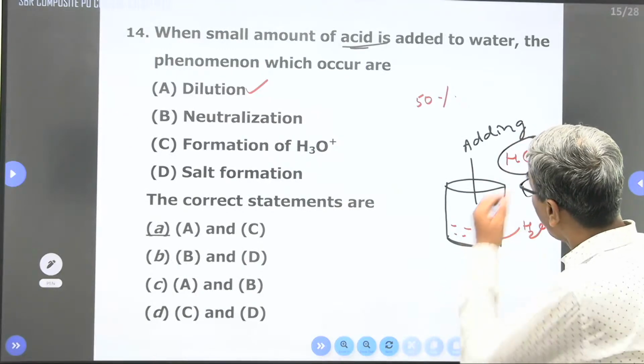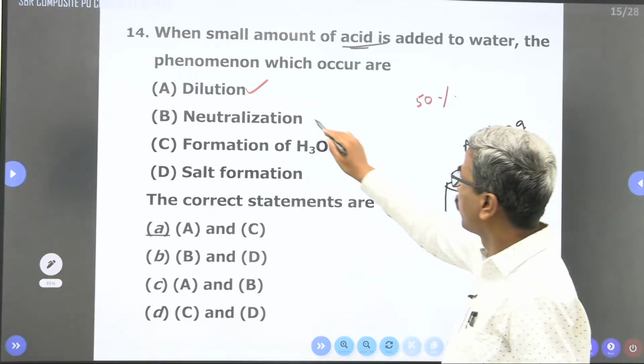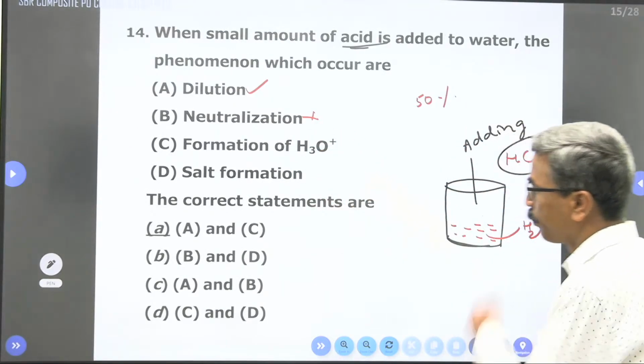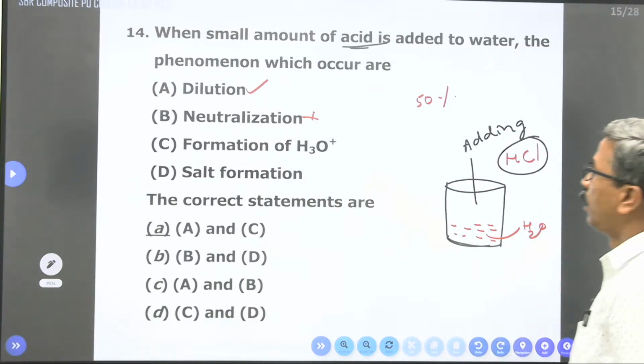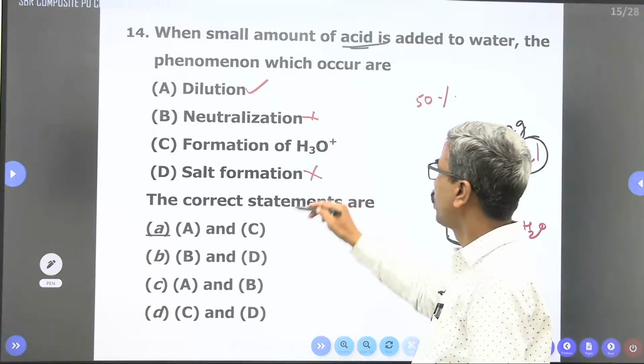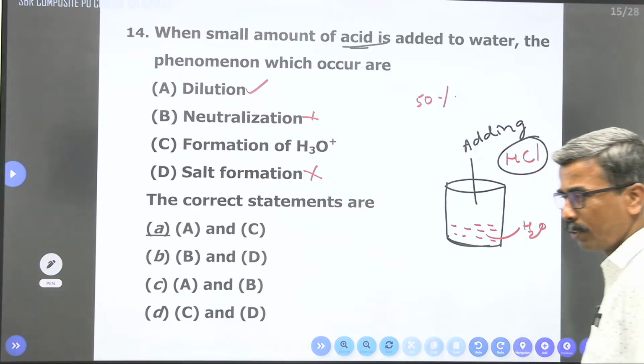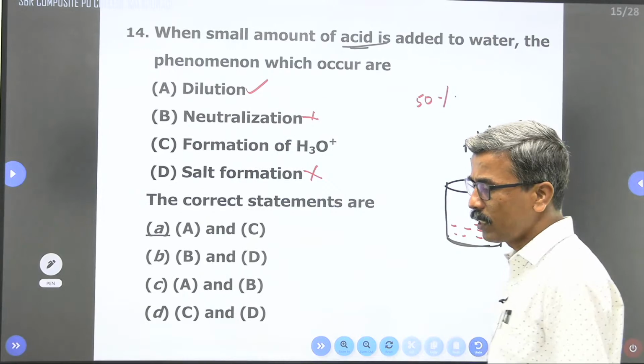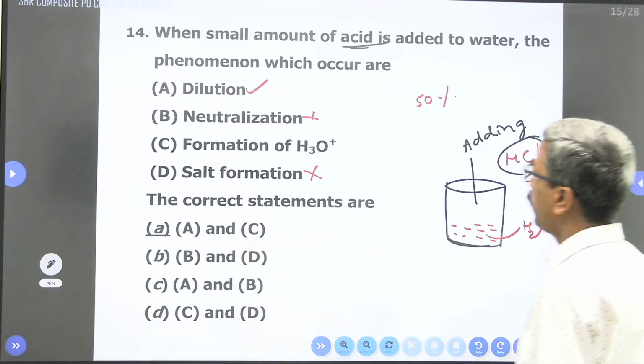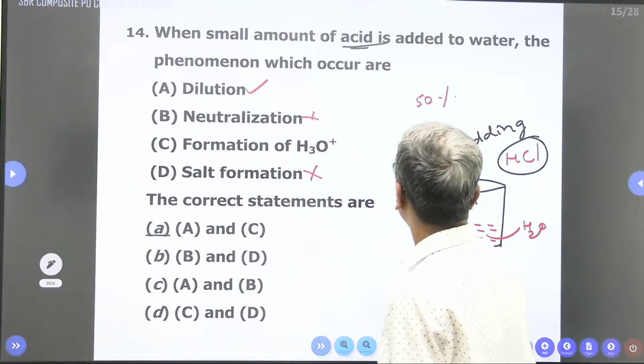Now here, when you add HCl into water, neutralization cannot occur. Even D cannot be, because the acid we are adding, water cannot be like your base. So a neutralization reaction will not take place. Then the remaining option is formation of H3O plus.